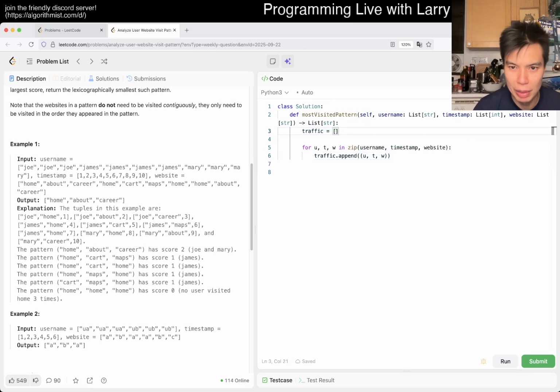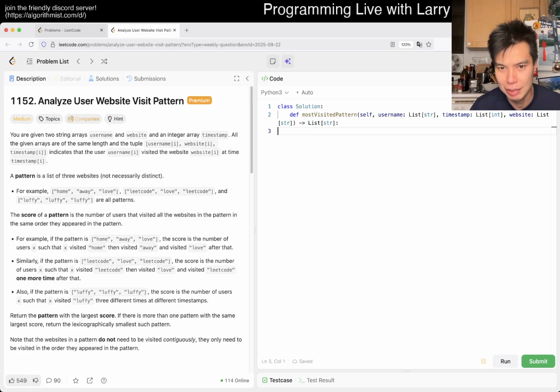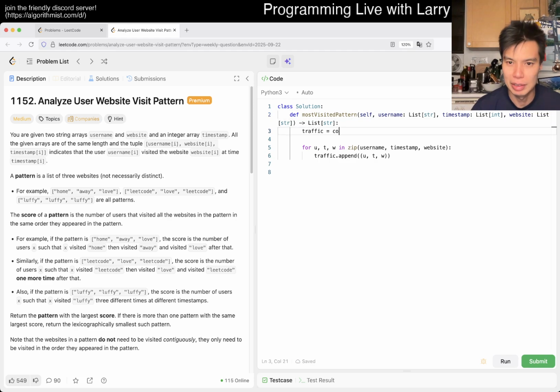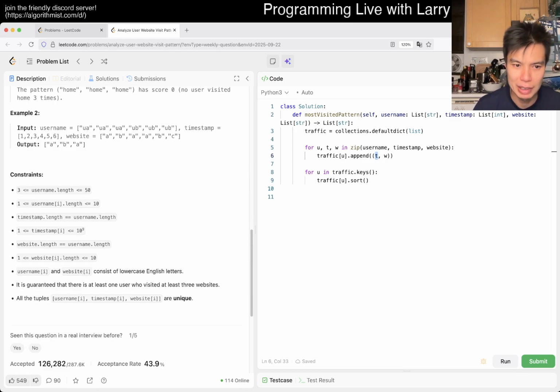So we definitely have to be a little bit better. We also want to just do it for the username, right? So maybe instead we have a lookup table with a list, where the traffic for a given user is the timestamp and then the website. Then for each user in traffic keys, we take traffic of the username and we want to sort, right? Sorting by timestamp first. Maybe this is not necessary, but I don't see any evidence that it is not necessary. I think it is very necessary.